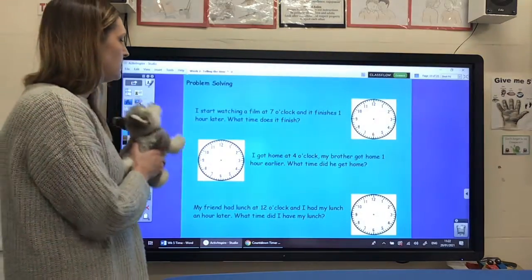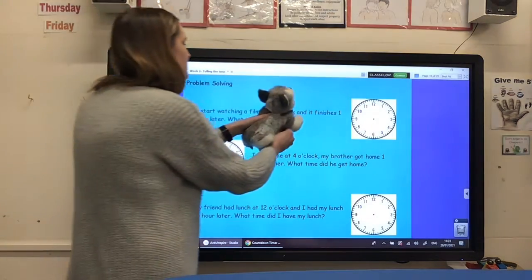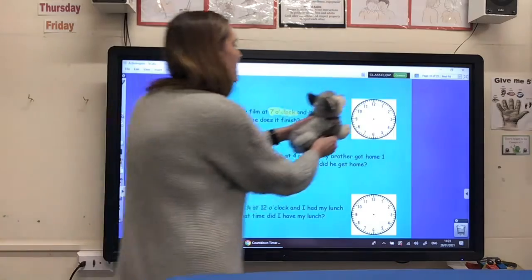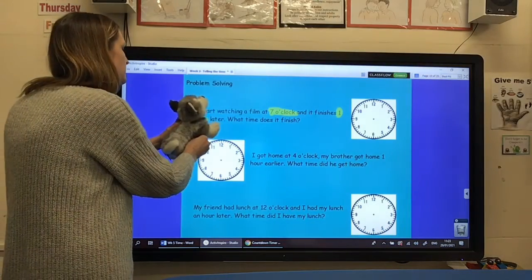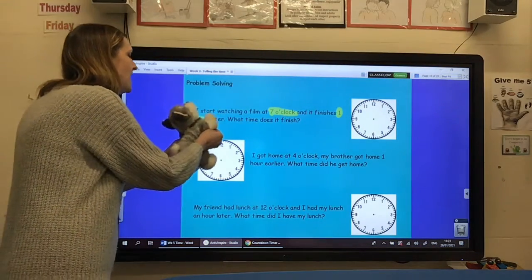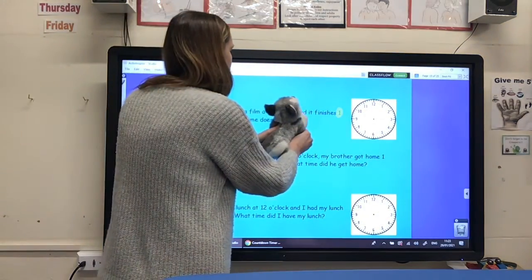So it says, the first one, I start watching a film at 7 o'clock and it finishes 1 hour later. What time does it finish? So what are our important words? Is it important that they're watching a film? No. It is important that it is at 7 o'clock. See if you can see that, well done. Started at 7, it finished 1 hour. So 1 hour is important, but also later. It's not before. We are going to be counting on. We're going to be adding 1 hour to show 1 hour later. So we need to find out what time it finishes.